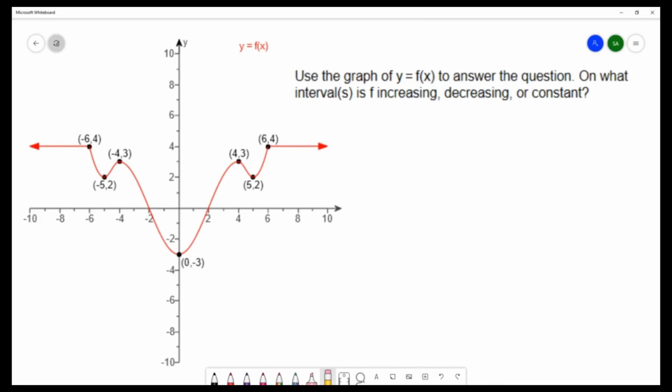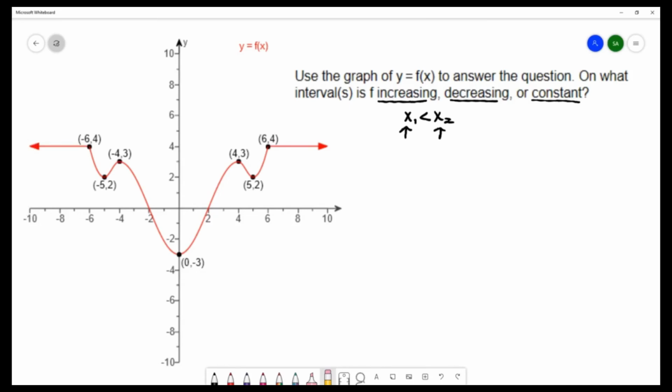And what I do is I trace the graph going from left to right. And the reason why I do that is because in the definitions of increasing, decreasing, and constant, all of those definitions describe x sub 1 being less than x sub 2. So that's telling us to go from the smaller to the larger value. And so on the x-axis, the smaller values lie on the left. So I'm going to start on the left.